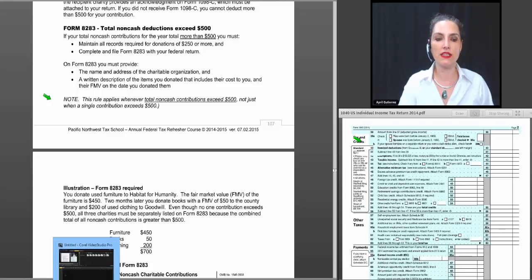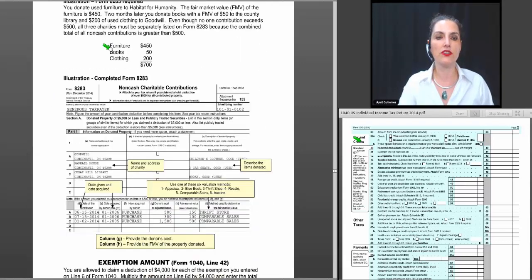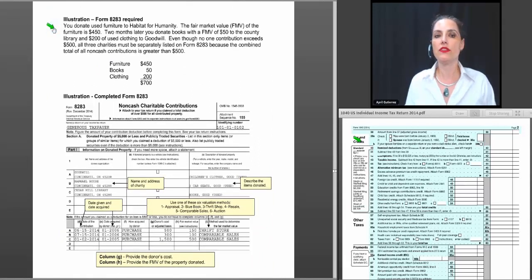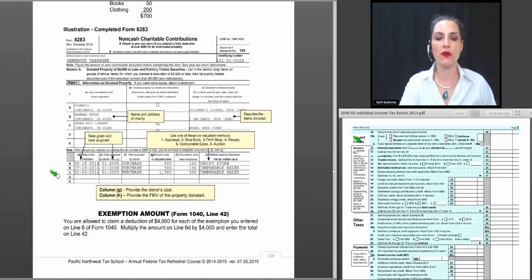And here is an illustration where Form 8283 is required. You donate used furniture to Habitat for Humanity. The fair market value of the furniture is $450. Then 2 months later, you donate books with a fair market value of $50 to the county library and $200 of used clothing to Goodwill. Even though no one contribution exceeds $500, all three charities must be separately listed on Form 8283 because the combined total of all non-cash contributions is greater than $500. The furniture of $450, the books of $50, the clothing of $200, all total $700. That's more than $500, so the form must be completed.